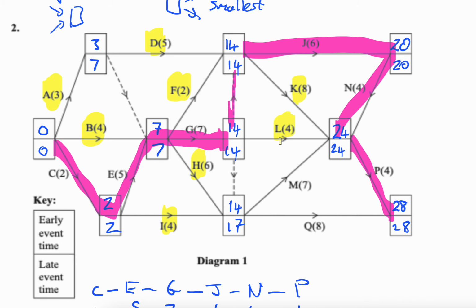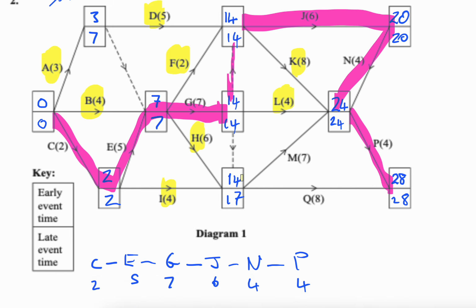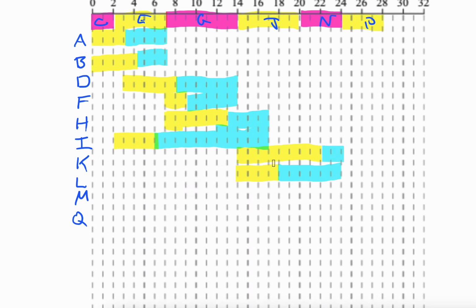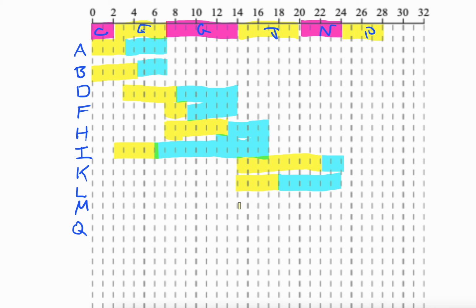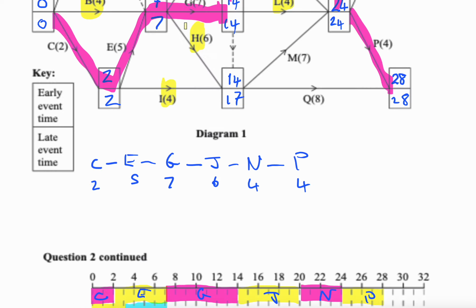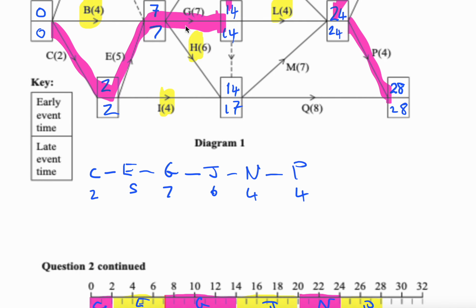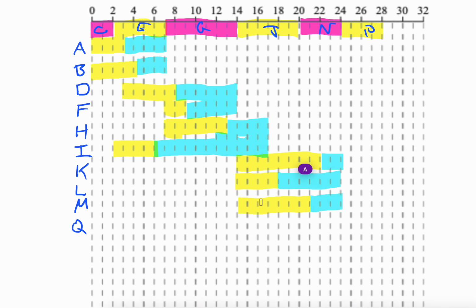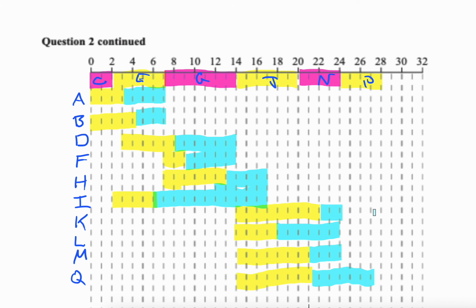K, L. Now it's just M and Q. So M starts at 14, duration of 7, so 21, and float of 3. And finally, Q starts at 14, duration of 8, and float 6. Okay, and there we have it.